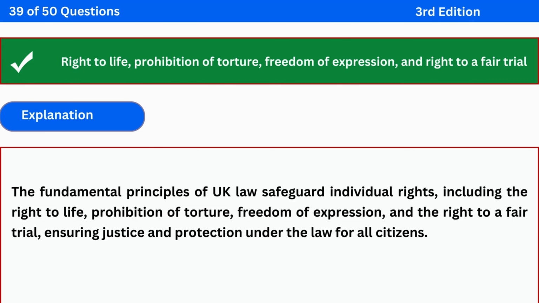The correct answer is right to life, prohibition of torture, freedom of expression, and right to a fair trial. Explanation: the fundamental principles of UK law safeguard individual rights, including the right to life, prohibition of torture, freedom of expression, and the right to a fair trial, ensuring justice and protection under the law for all citizens.